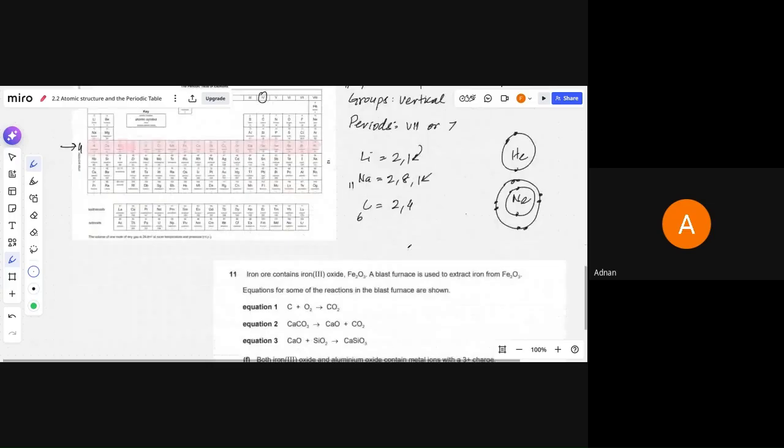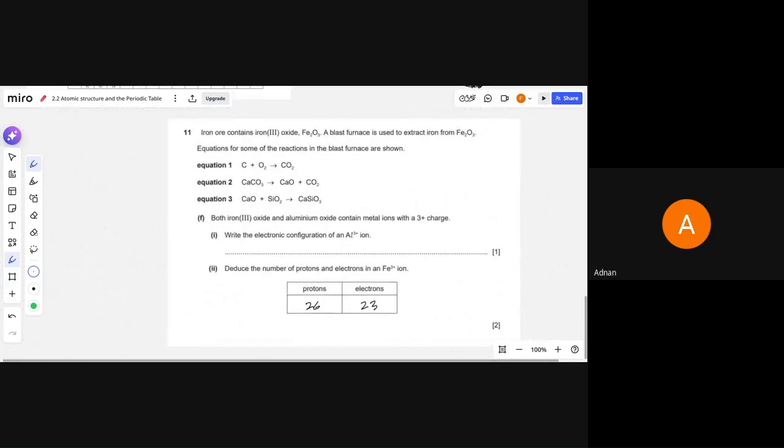So we have this one question to practice. Question 11, this is from a past paper, paper 4, extended. Iron ore contains iron(III) oxide, Fe2O3. A blast furnace is used to extract iron from iron oxide. Equations for some of the reactions in the blast furnace are shown. 1F: both iron(III) oxide and aluminum oxide contain metal ions with a 3+ charge. Write the electronic configuration of the aluminum ion.